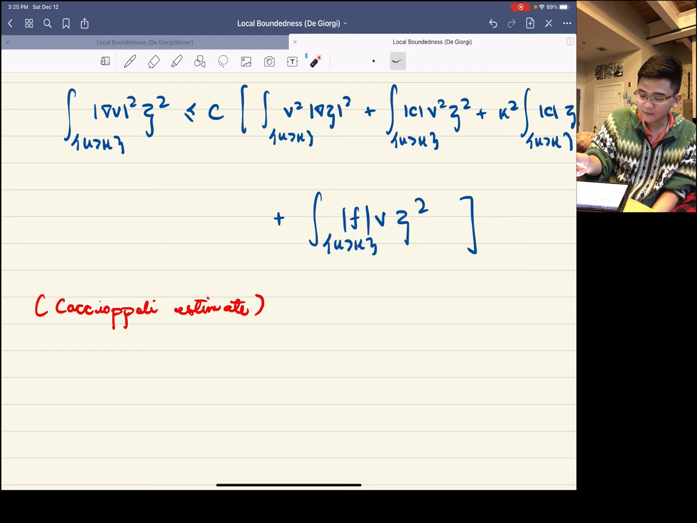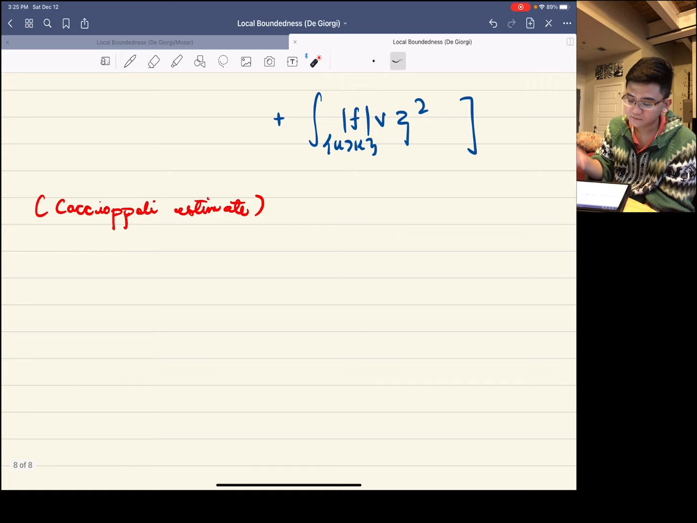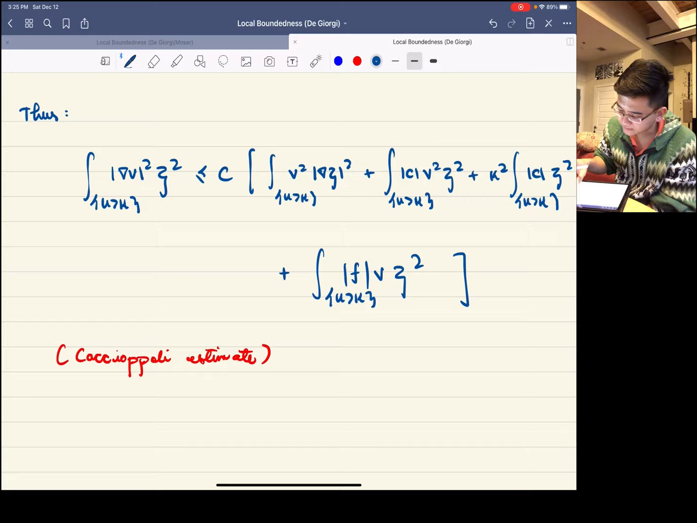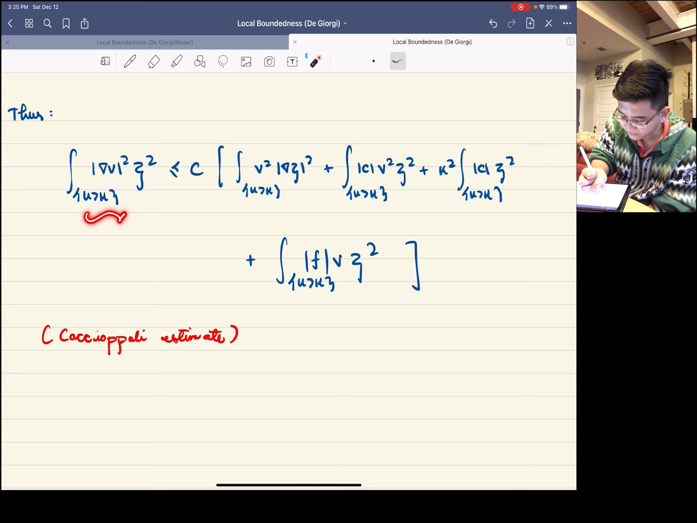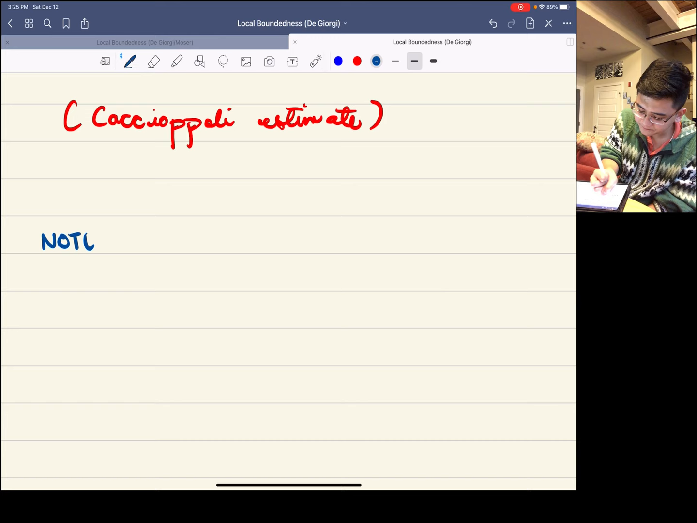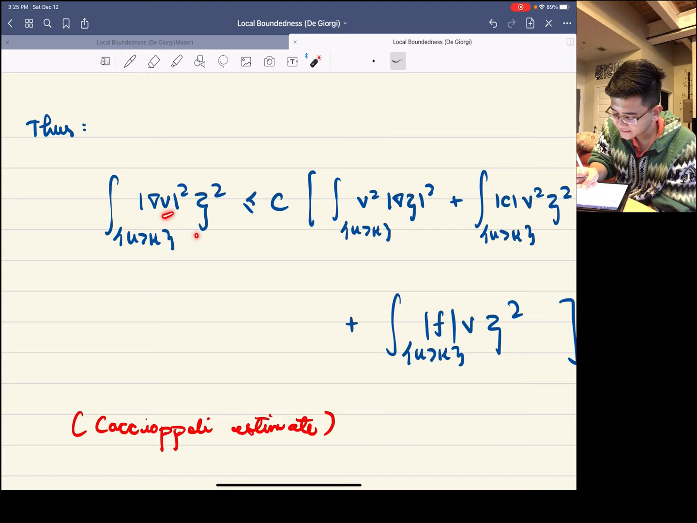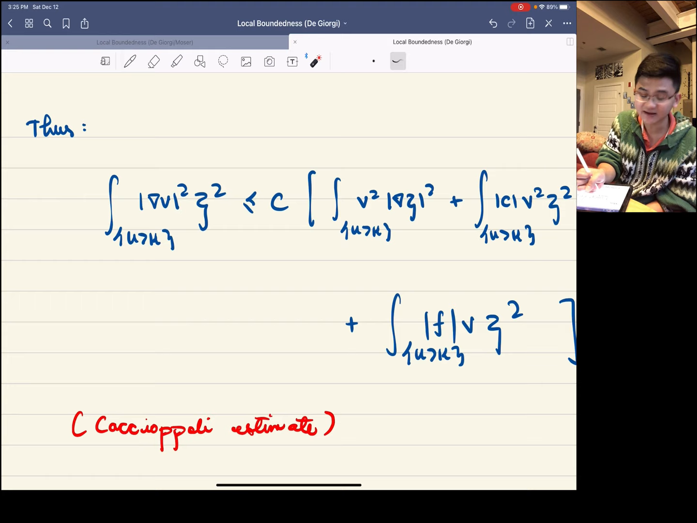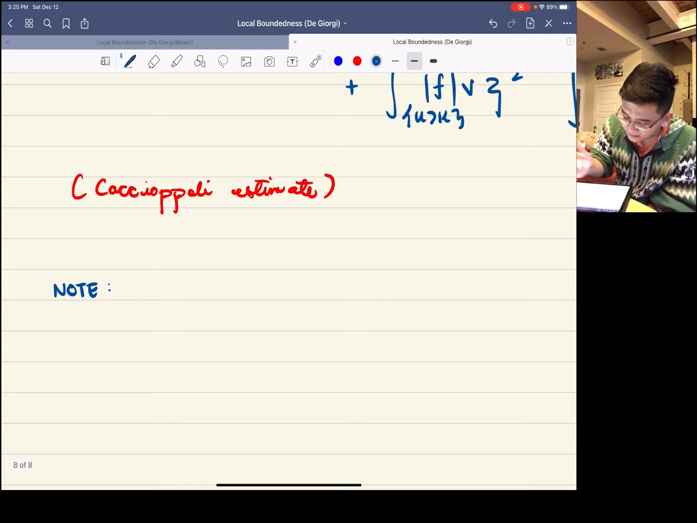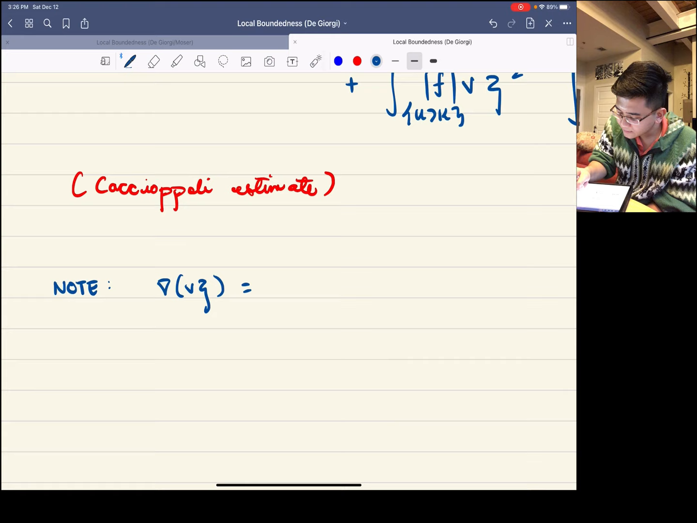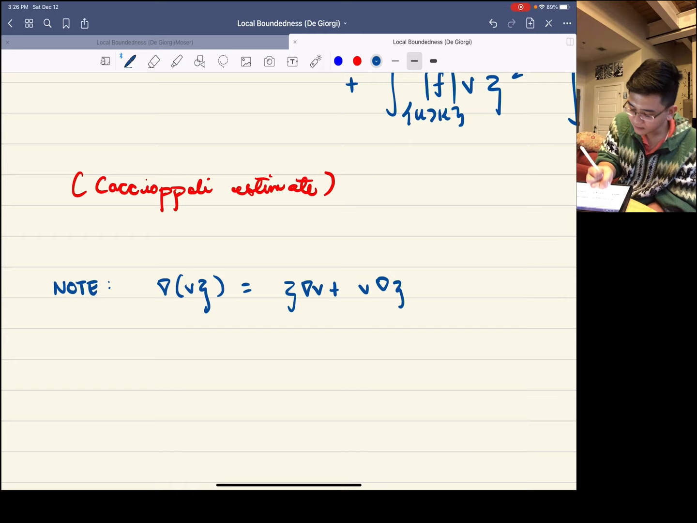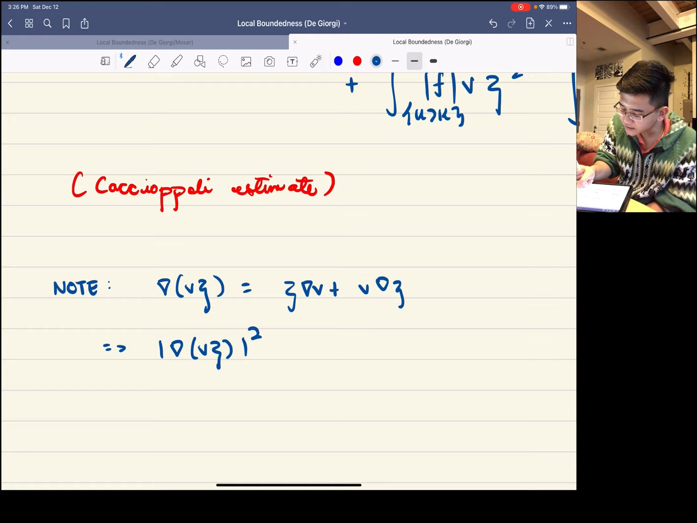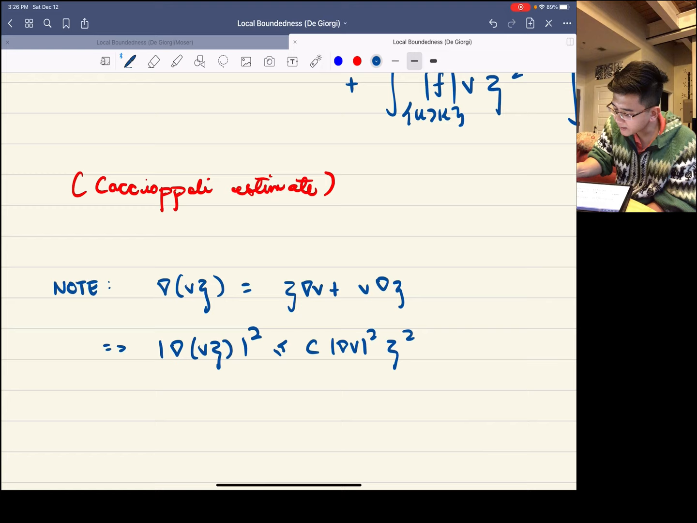So what do we do now? We are going to focus on this one. This has v and zeta terms, so I was wondering whether it would be possible to have a single gradient term, grad of v zeta. Let's compute that. Grad of v zeta is equal to zeta grad v plus v grad zeta. So the magnitude of grad of v zeta, squared, is less than or equal to some constant times grad v squared zeta squared plus v squared grad zeta squared.